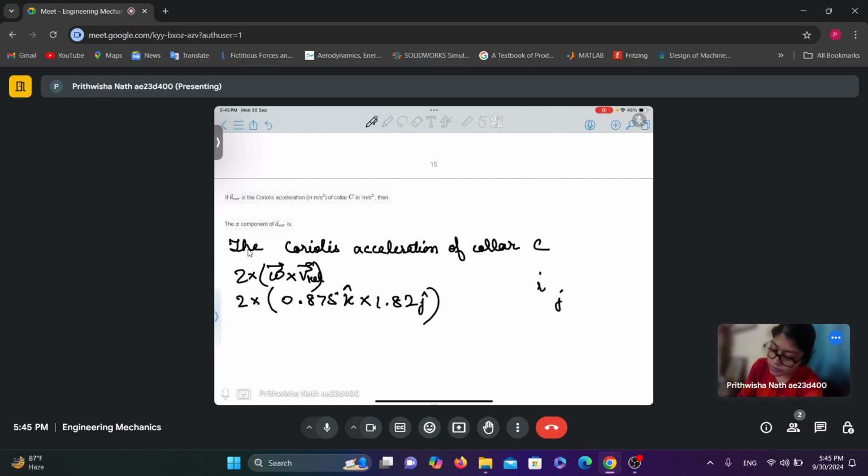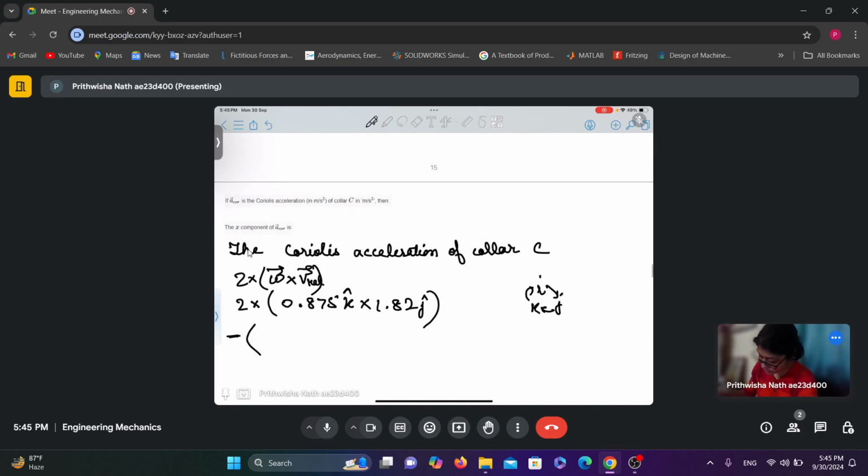So this will be minus of 2 into 0.875 into 1.82. That is 3.185 I cap. So this is the answer.